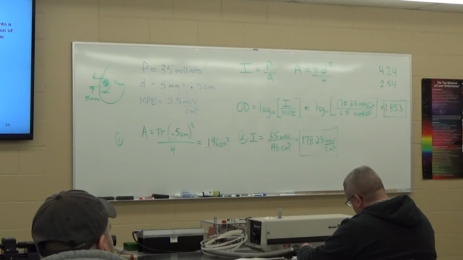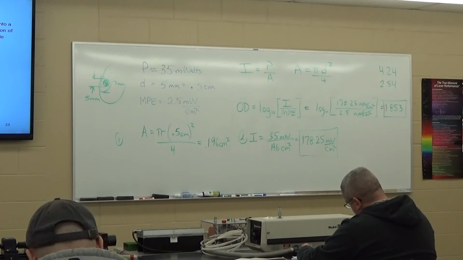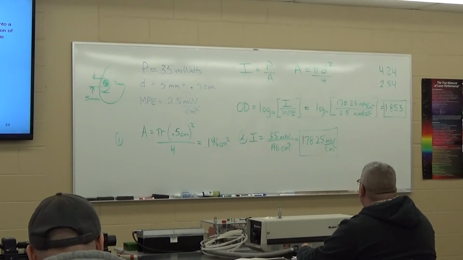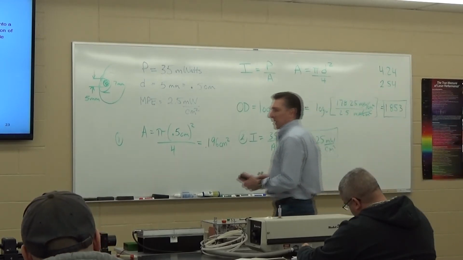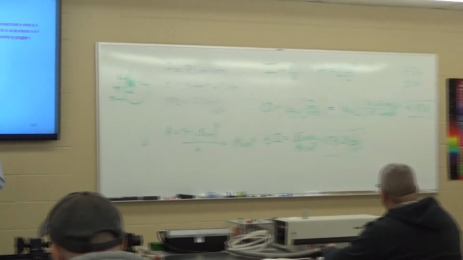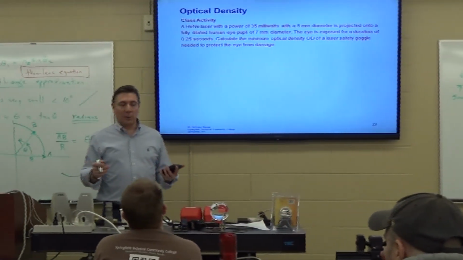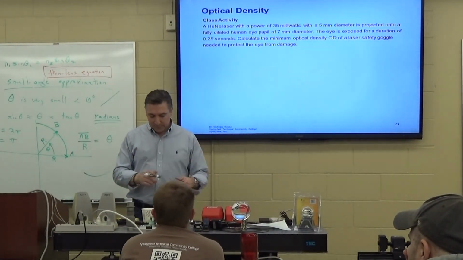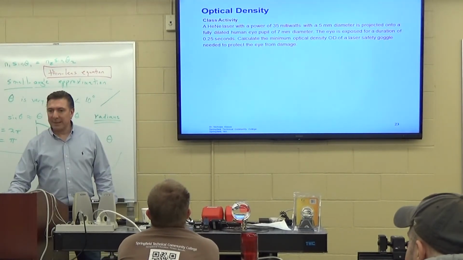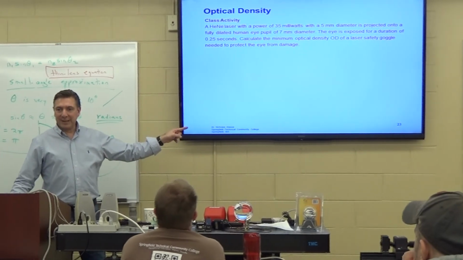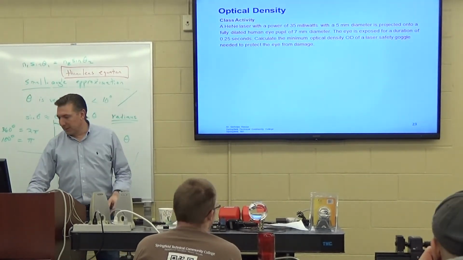So if you were going to buy goggles to protect you against this laser, and you had your choice between OD1 and OD2, which one would you buy? 2. Okay. You always want to be a little overprotective. If you ordered goggles that were OD6, you'd never see the beam. You probably wouldn't see anything else either, but at least it would protect you. Okay, so can everybody do this? That's why I did all the steps.